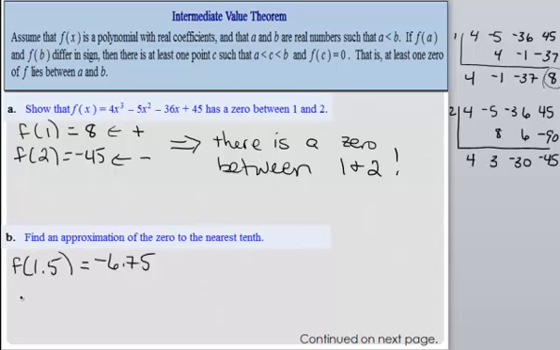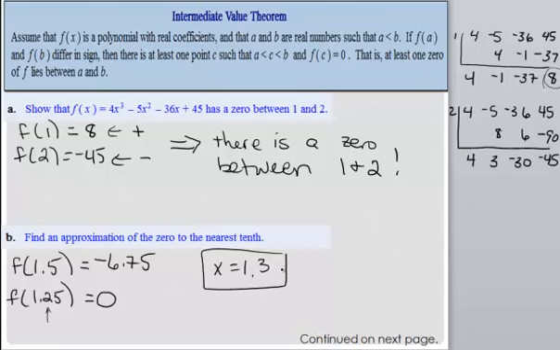So let's try something right between 1 and 1.5. How about 1.25? What does that come out to be? It comes out to be 0. So what you just did was approximate it, but it turns out you found exactly the 0. So for an approximation to the nearest tenth, this would be the tenths place. If you did round it, it would be x equals 1.3. Although 1.25 is the actual 0.